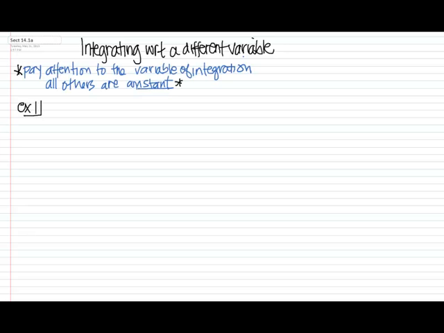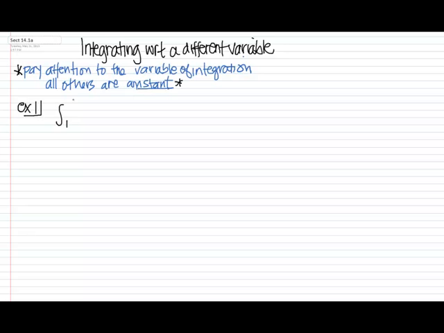We are going to be integrating with respect to a different variable. So I want you to pay attention to the variable of integration. All the others are going to be constant, and this is very similar sort of thinking to how we calculated our partial derivatives. Example 1.